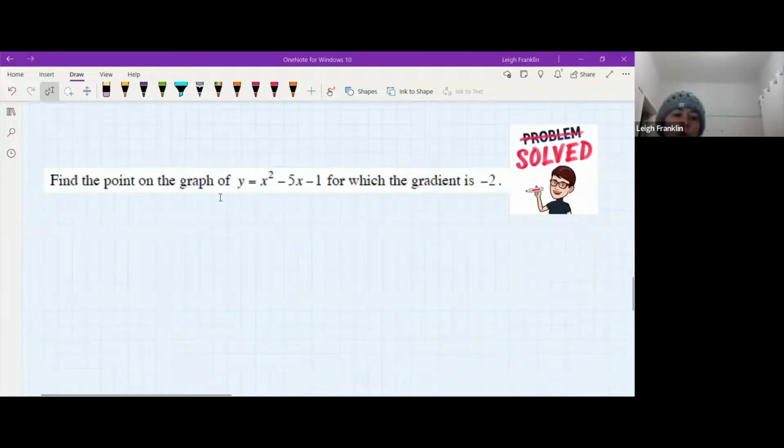All right, so if you had a question like this where it said to you, find the point on the graph of y equals x squared minus 5x minus 1 for which the gradient is -2. How would you approach this problem? What would you do?